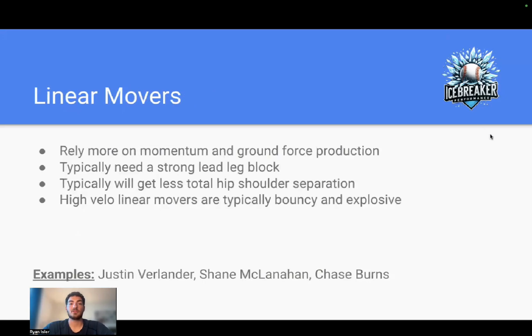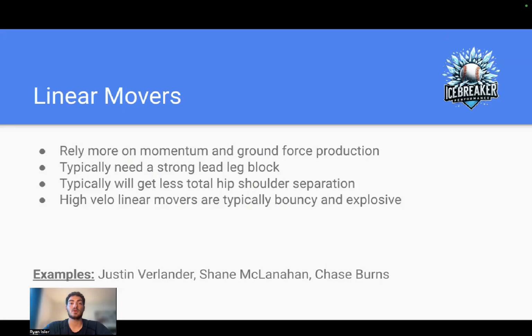So starting off with linear movers, right? What these guys are, a lot of times you can tell this just by looking at a guy once you kind of have this information, whether they're moving in a more linear or rotational fashion. But linear movers in general are going to rely more on getting momentum down the mound and producing a lot of ground force. And because of that, they're typically going to need a strong lead leg block in order to throw hard, right? They're basically generating a ton of energy down the mound, stopping all of it with that lead leg and transferring a bunch of energy then up the chain.